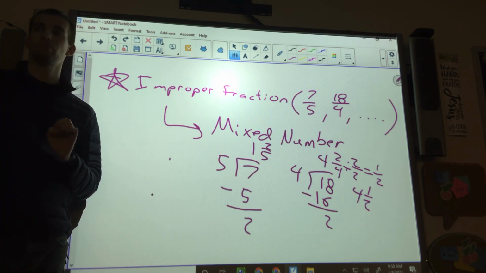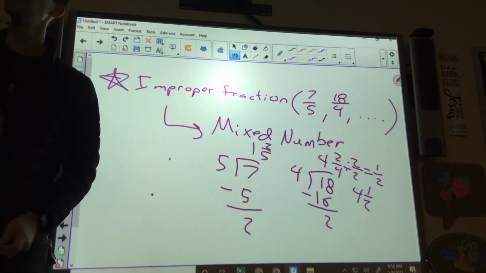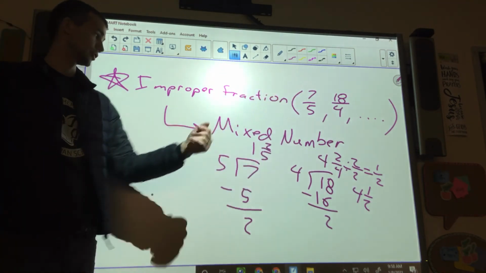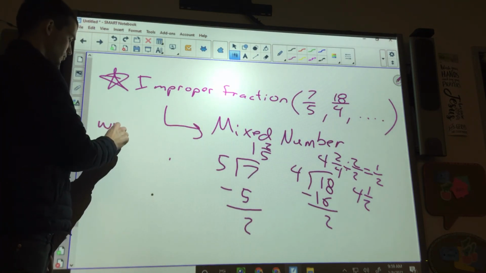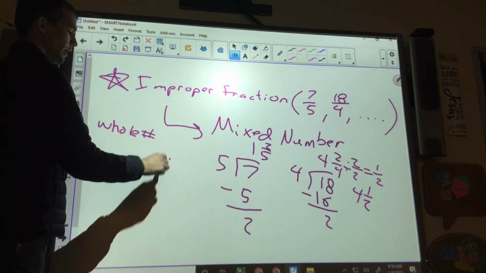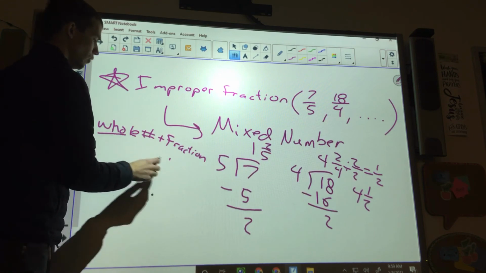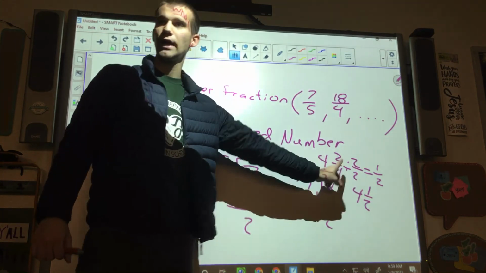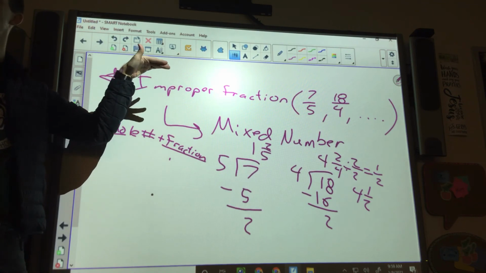I don't understand. Okay, what part don't we understand? What? I can't hear you. I really don't understand any of it. Do you know what an improper fraction is? Do you know what a mixed number is? A mixed number is when you have a whole number and a fraction. 1 and 2/5. 4 and a half. 4 and 2/4. That's an improper fraction.